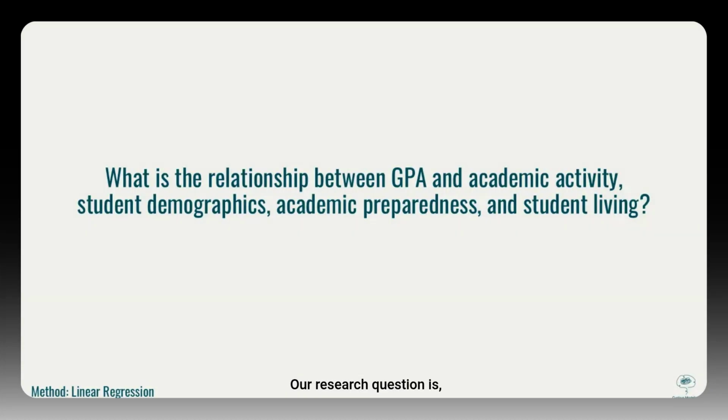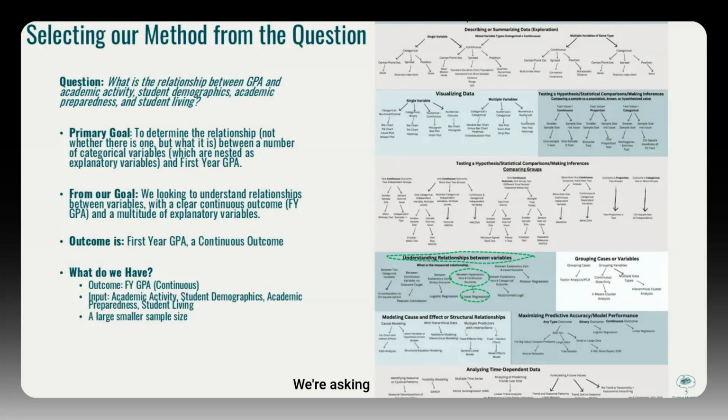Our research question is, how do academic preparedness, student demographics, academic activity, and living status relate to a student's first-year GPA? We're asking, which variables matter most? How do they interact in a multivariate model? And how much variation in GPA can we explain with what we know about each student? This is a classic use case for multiple linear regression.